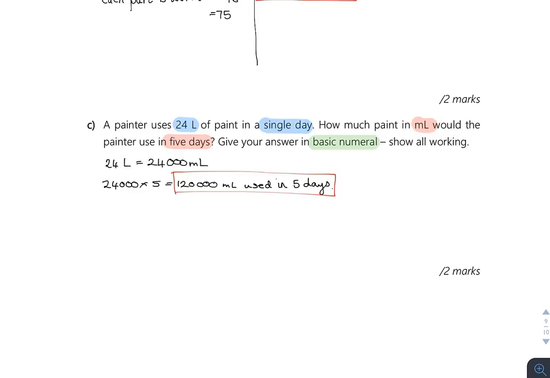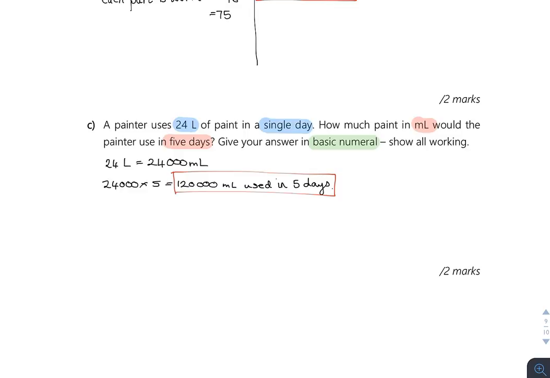So 24 litres in a single day, and our end answer is going to be in millilitres, so I'm going to convert it here. You could actually do all your calculations and then convert it afterwards. That's up to you. So I've converted my 24 litres and I've got 24,000 millilitres, and I'm interested in 5 days worth of paint. So I'm going to take that result, times it by 5 to give out 120,000 millilitres used in 5 days.